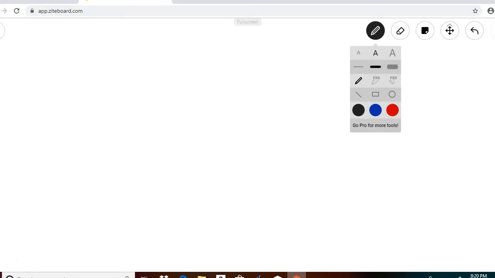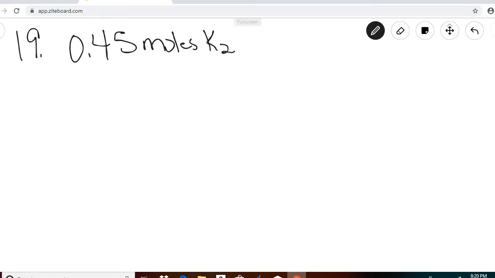Okay, number 19. A chemist has 0.45 moles of K2CO3. If it decomposes into its elements, how many grams of oxygen will be made? Okay, so the question is how many grams of oxygen.